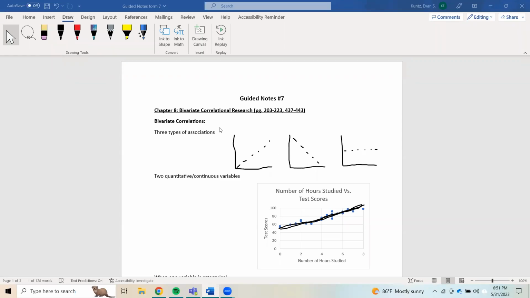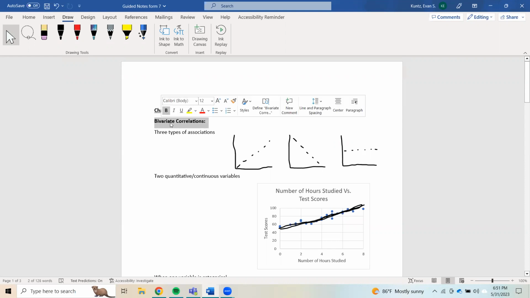I'll be providing the lecture material for Chapter 8, Bivariate Correlation Research, which goes from pages 203 to 223. And then at the end, I'll also be tying in a portion of Chapter 14 from pages 437 to 443. So to start, we're just going to break down what exactly a bivariate correlation is.